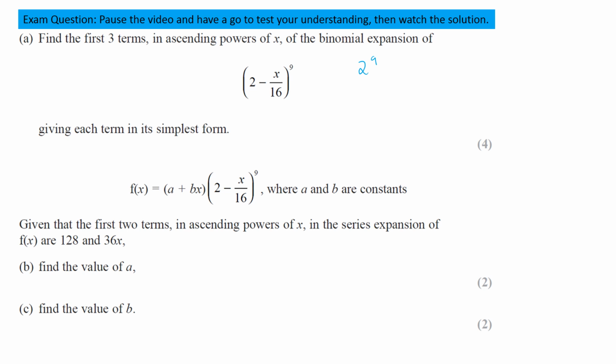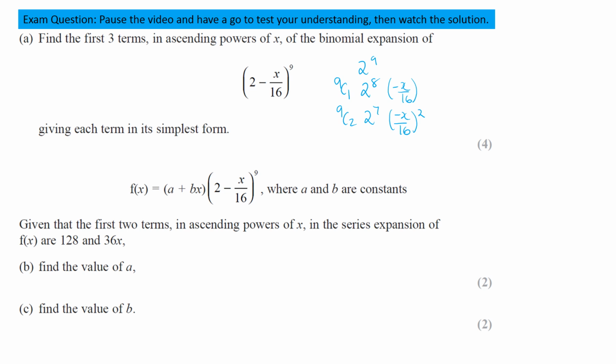The next term is going to be 9c1, 2 to the 8 and minus x over 16. The next one will be 9c2, 2 to the 7, minus x over 16 all squared. So doing it in the columns, because you know there's going to be 3 parts to each term, and then you can see the patterns happening.